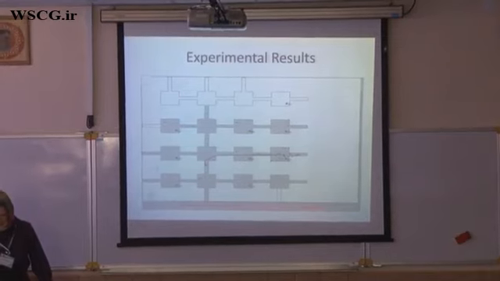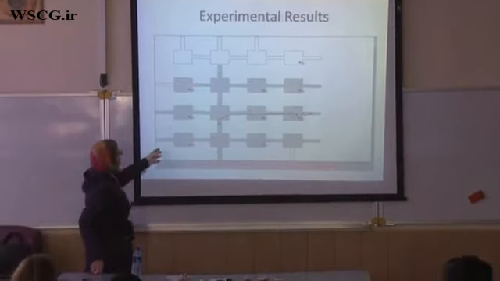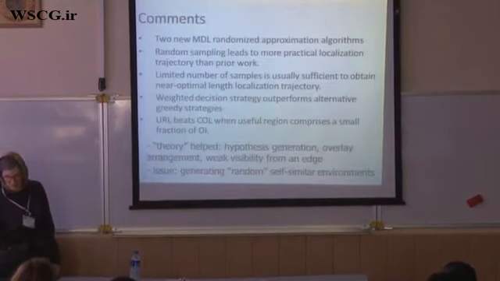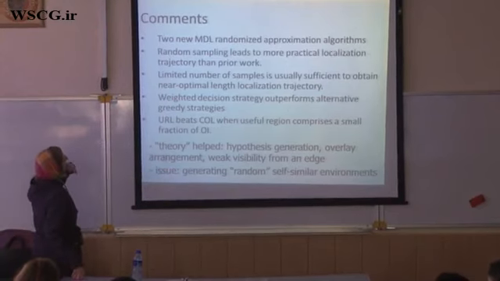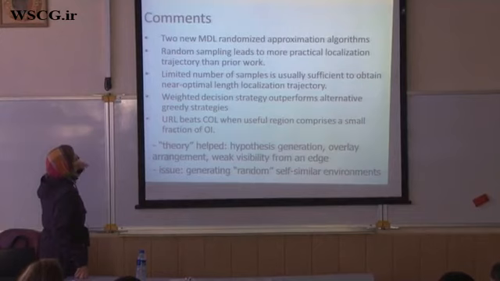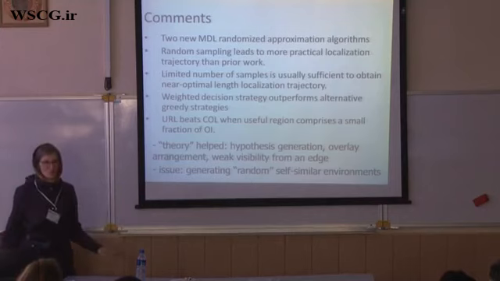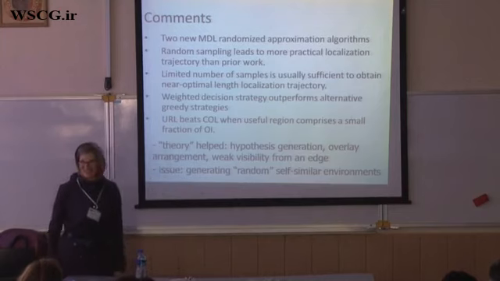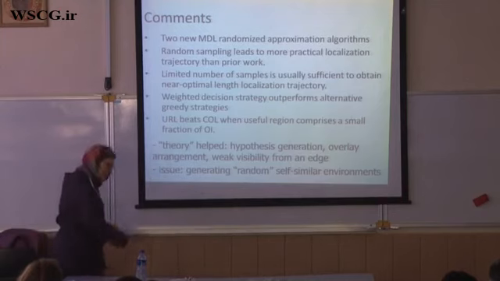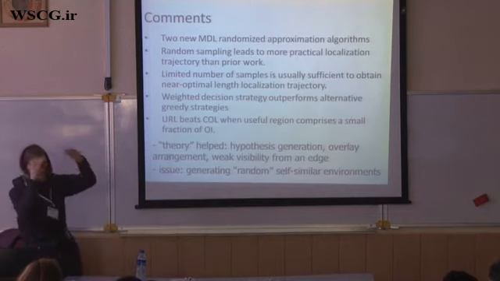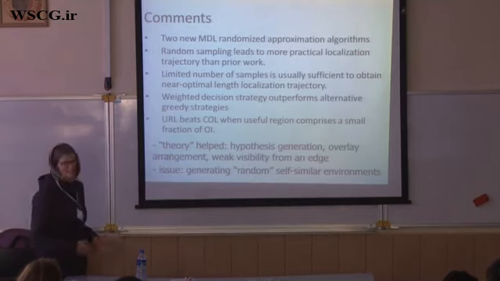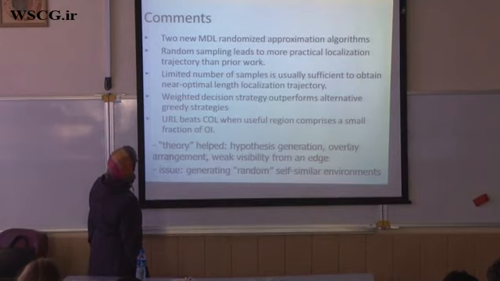Here's another experimental scenario using that other type of generating office environments. So, comments: two new algorithms for minimum distance localization. This random sampling strategy seems to be useful, but that's a very qualitative term. It's not computational geometry, where you'd get, say, an asymptotic running time whose exponent came down, so it's better than the other algorithm. We don't get any kind of result like that. It's just something that's qualitative.